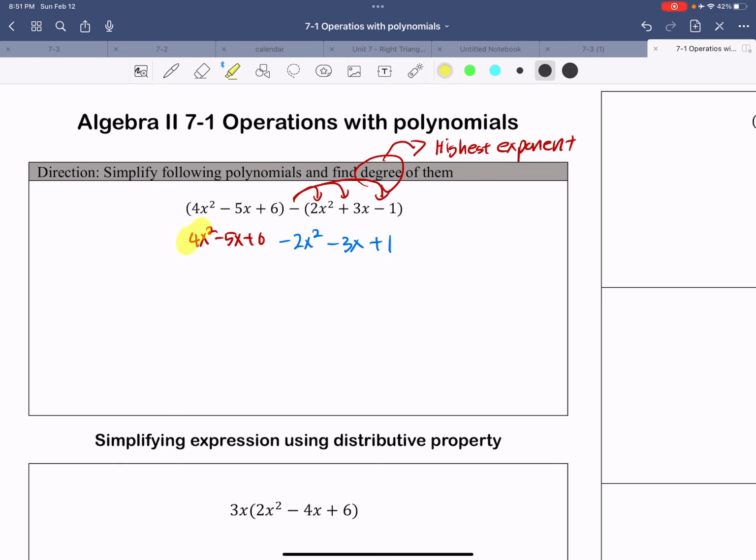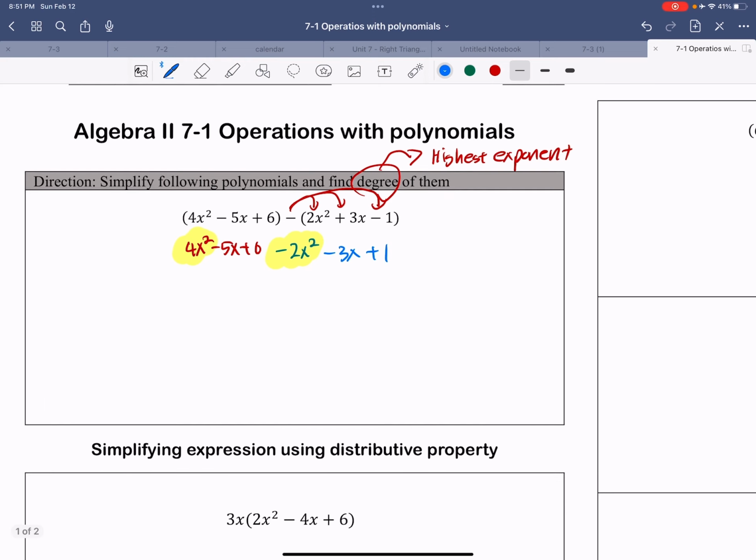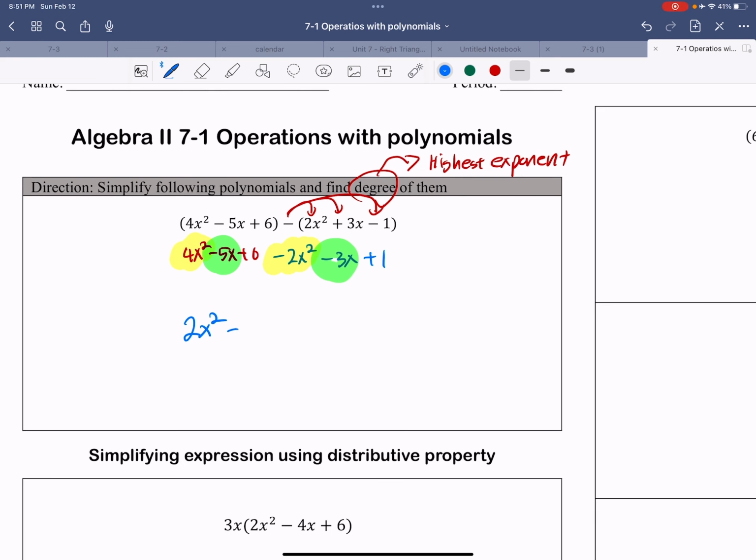So we are going to do combining like terms. 4x squared can be combined with the negative 2x squared because they have the same variable with the same exponent. So 4 minus 2 will give you positive 2x squared. And negative 5x can be simplified with negative 3x. So negative 5 minus 3 is negative 8x. And 6 plus 1 is going to be 7. And that's it. And the degree is going to be the highest exponent, which is, in this case, 2.